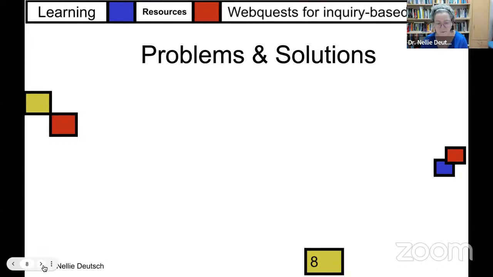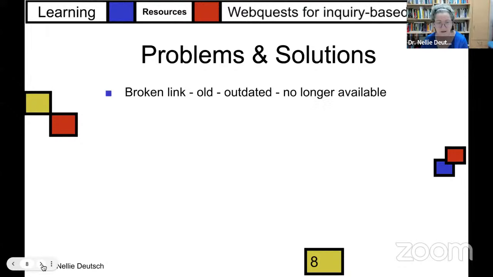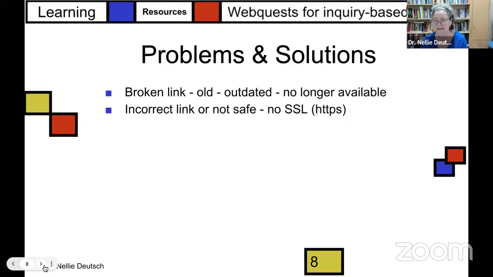So what are the problems? And there are problems and solutions. Well, sometimes the links are broken because they're outdated or they're no longer available. Be careful with those. Incorrect link. And sometimes there are problems if the link is on Facebook, as I mentioned before, and you're trying to get into a website from your smartphone, it will not work. But if you're on your desktop, it'll work in most cases.